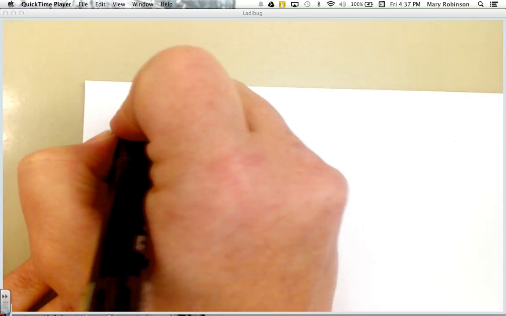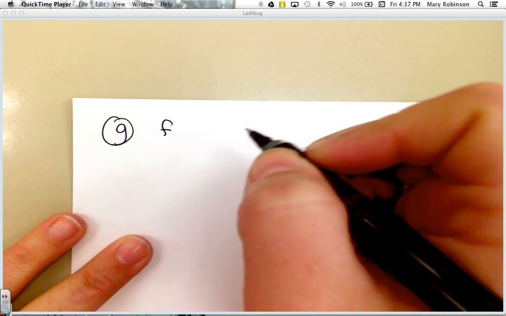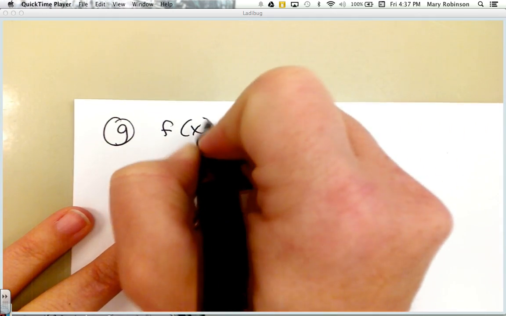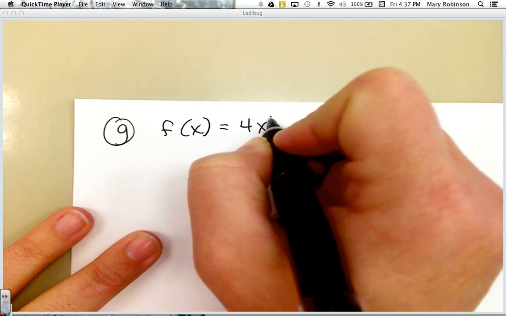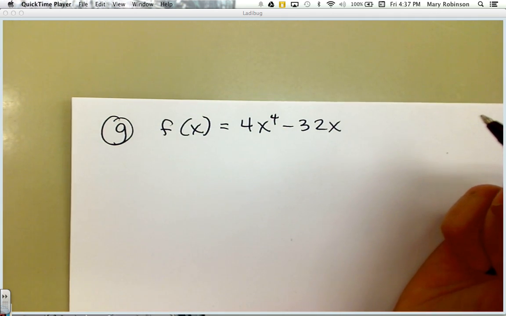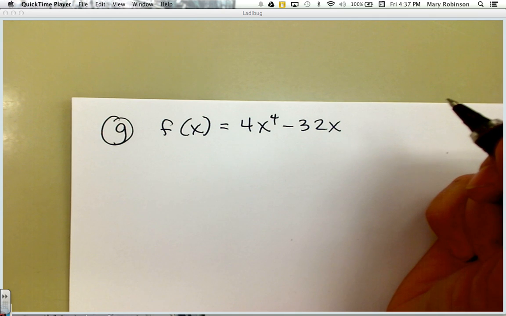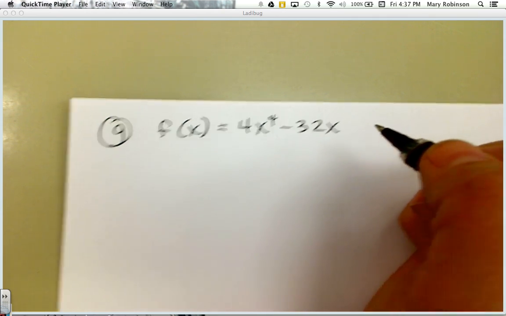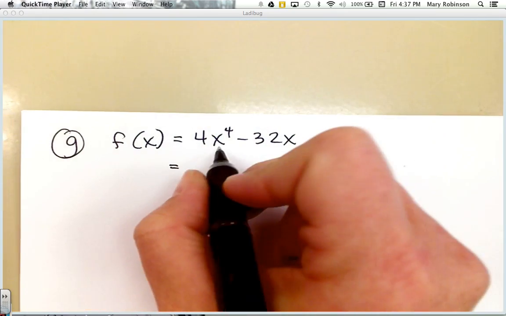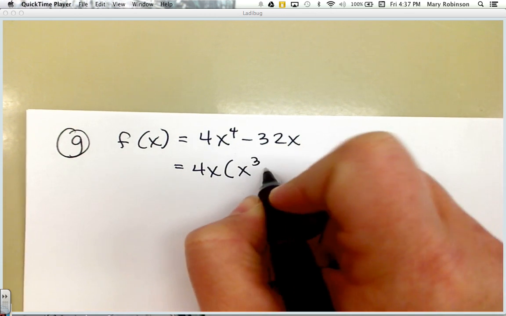Alright, now moving on to the next one, called G. Don't ask why I forgot the F. F of x equals 4x to the 4th minus 32x. When we take a look at this one, it is quartic, which means we should end up with 4 solutions again. Notice that both of these terms have a common factor of 4 and x. So I'm going to factor out 4x.